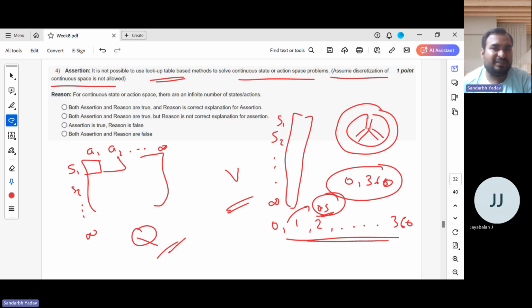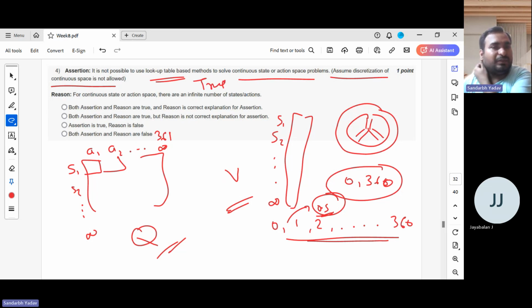So if it was discretized, then you could have maybe 361 columns, and you could have discretized the state also in a similar manner. So that table would have been feasible, but for continuous action without discretization, it is not possible to do in lookup table-based methods. So this is true.